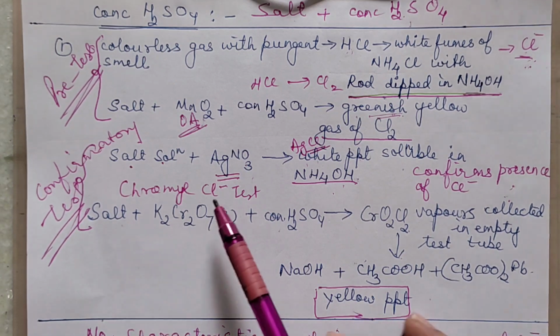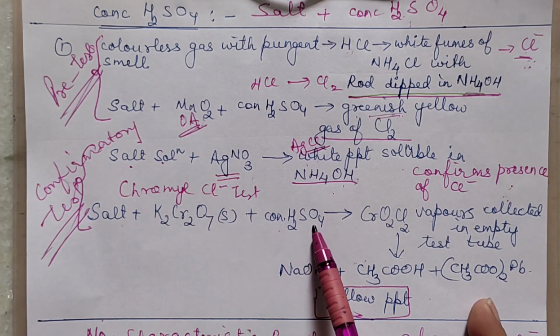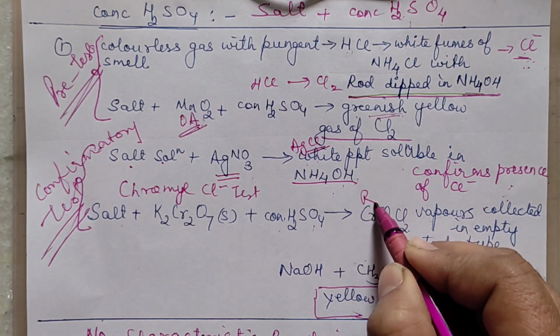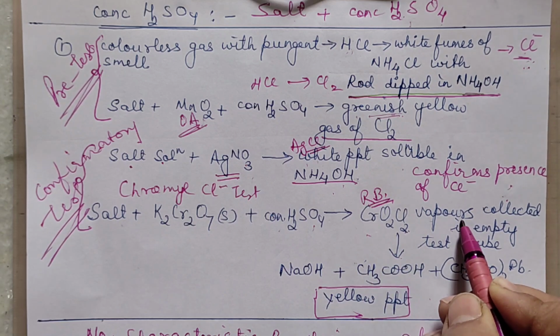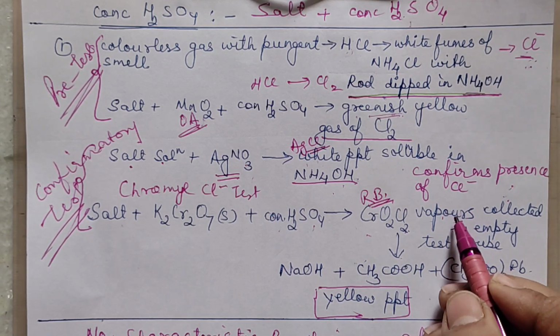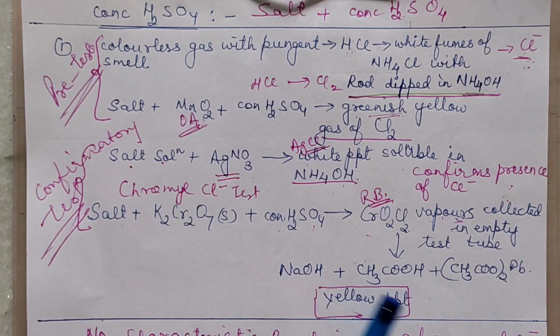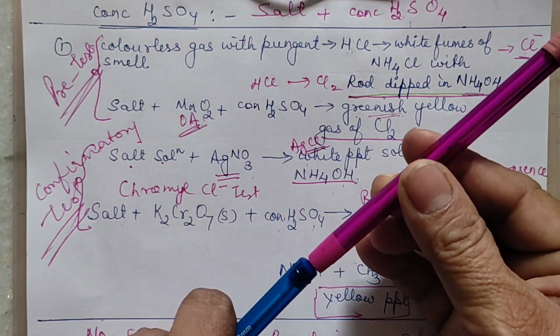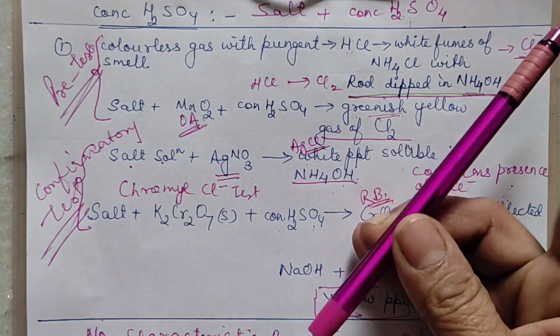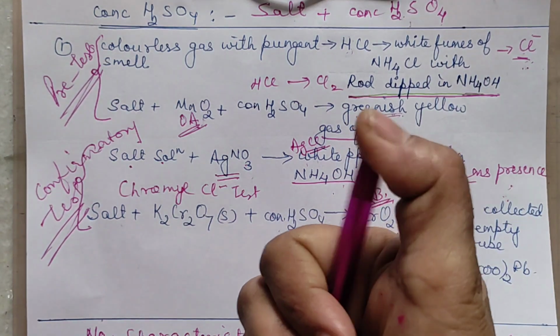In this, salt, potassium dichromate, you add concentrated sulfuric acid, and you will get reddish brown vapors. Reddish brown vapors of chromyl chloride are obtained, which you collect in an empty test tube. How? You are taking, say, salt, this and sulfuric acid, and the empty test tube you will invert over it. Collect the vapors in the empty test tube. Cover this with the thumb.